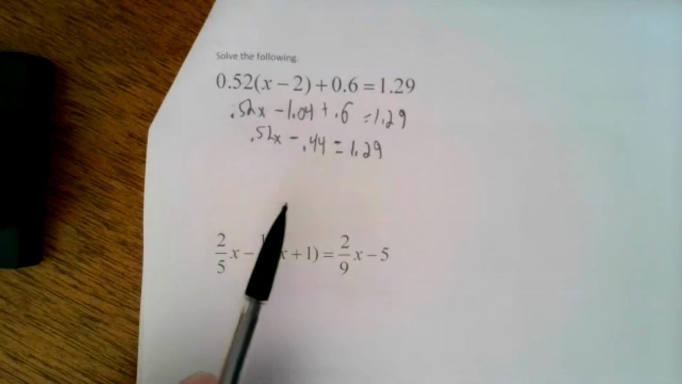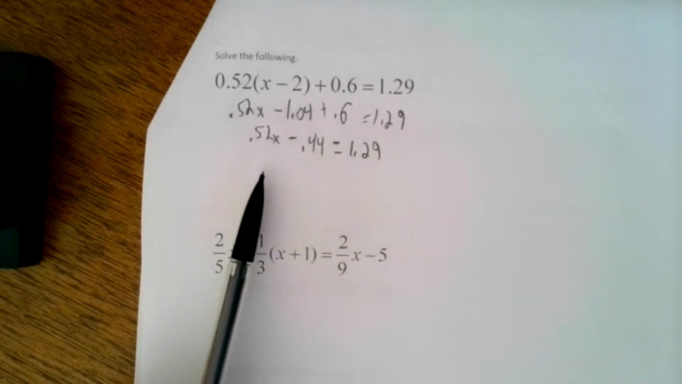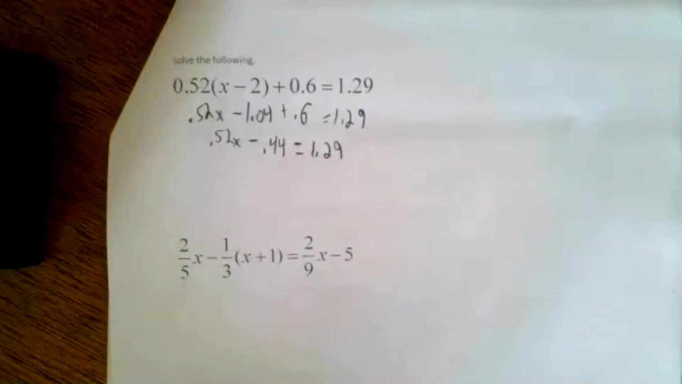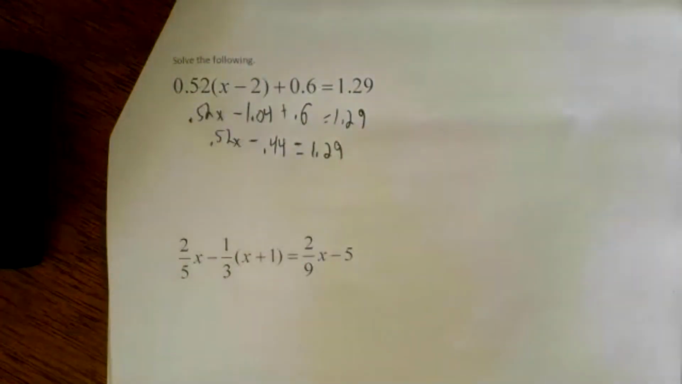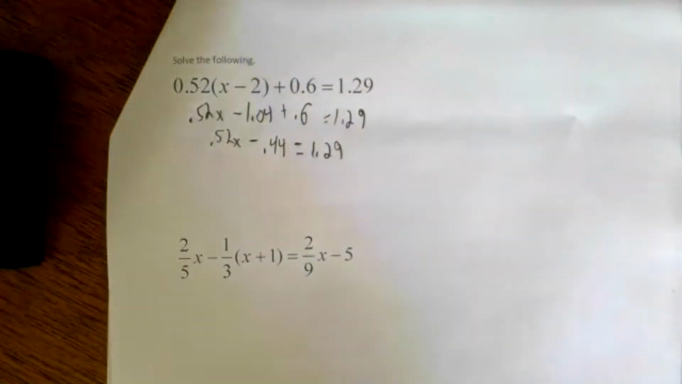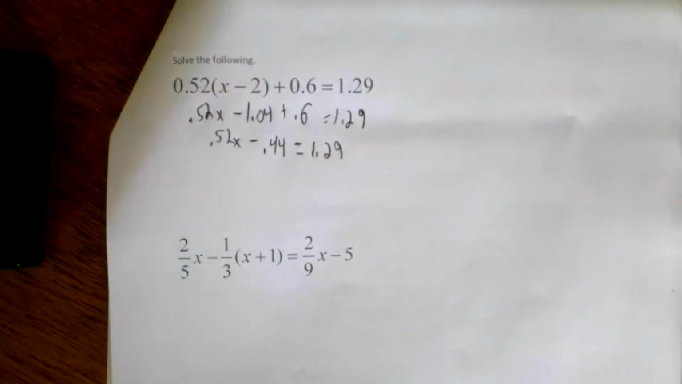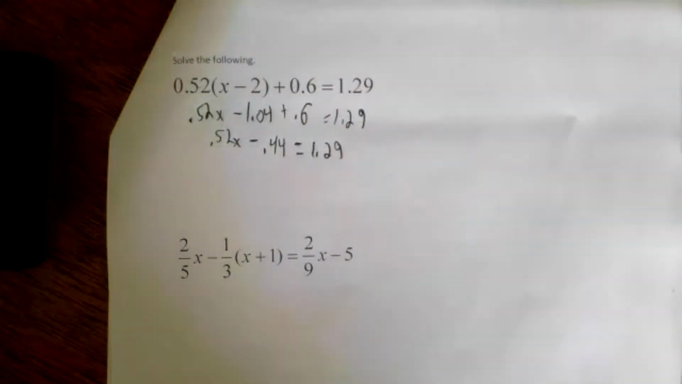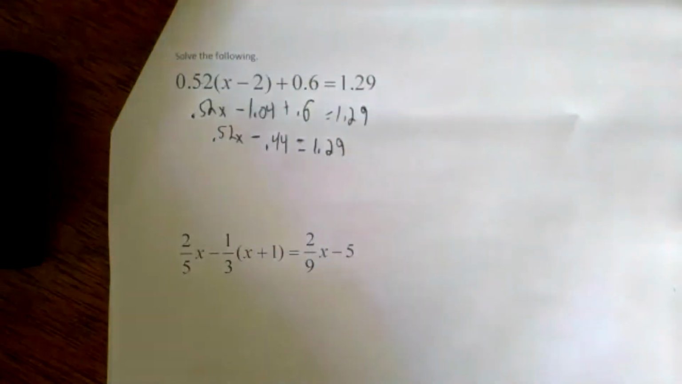Okay. Now, what can we do? So what's our next step here? So what's my next step in this equation? Well, I need to start isolating x, right? I need to get x by itself. So what's something I could do to start getting this x by itself? What do we think? Anybody have any ideas?